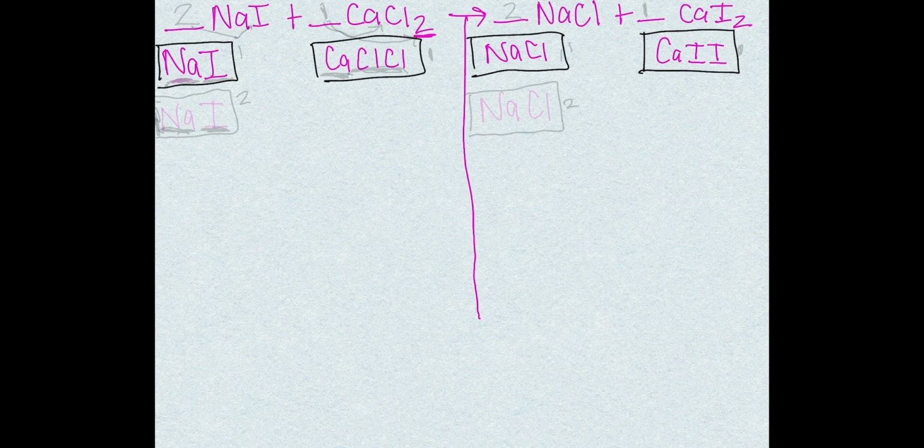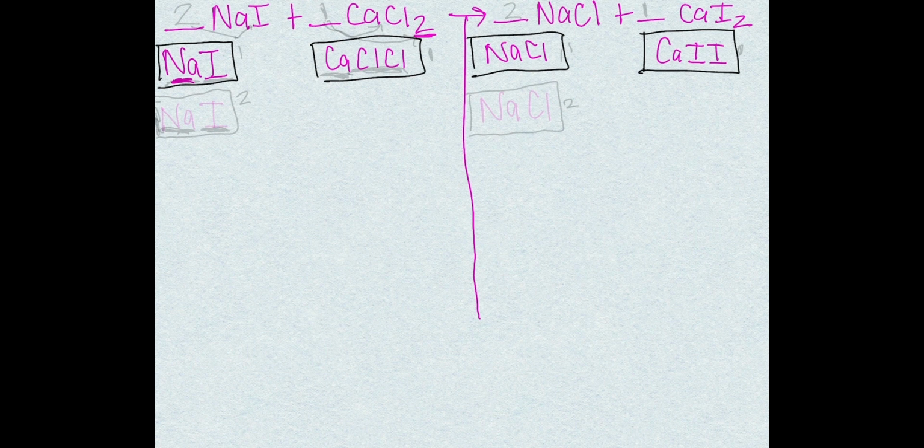Okay, so next, we're going to read our equation from left to right. As we read it from left to right, we're going to start with Na. I have 1 Na on the reactant side, and I have 1 on the product side. So far I'm good. Now I'm going to go to my next element, which is I. I have 1 I on the reactant side, and I have 2 on the product side.